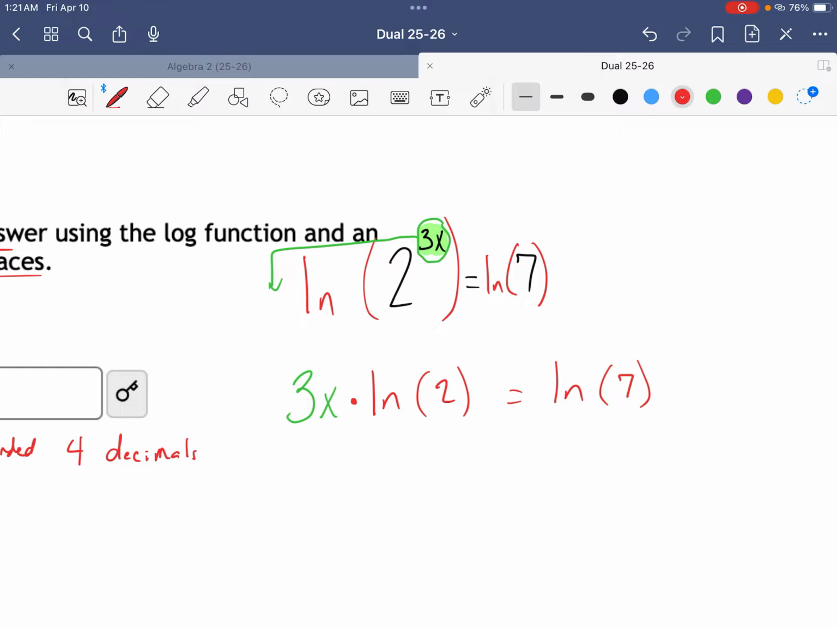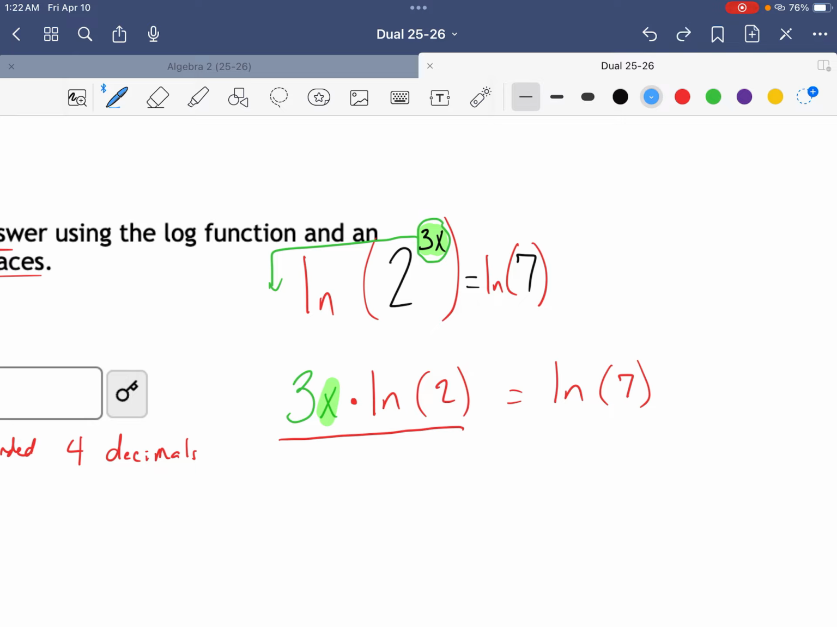So what do I want? I would like to leave the x by itself, right? I want the x to be all by itself. Well, how do I get rid of everything else? Divide, because there's a multiplication symbol. You can do it piece by piece, or we can do it all in one step. And we've done this all in one step before, so I'm going to do it all in one step.